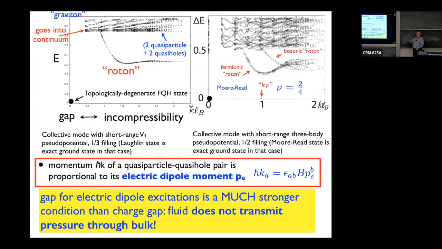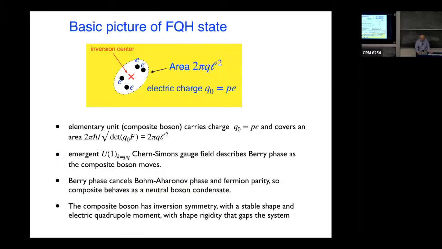And of course, one is a quasi-particle, the other is a quasi-hole, so they're different. Okay, so anyway, let's go back and review the basic picture of the fractional quantum Hall state. The elementary unit is a composite boson carrying the charge of some number of electrons, p, covering an area of q single-electron flux quanta.